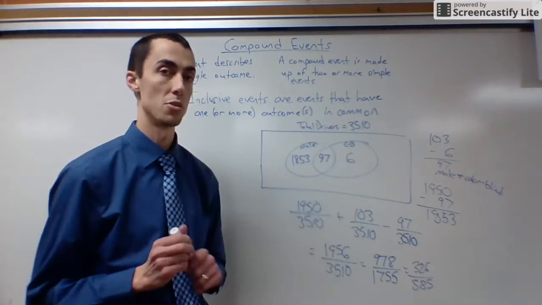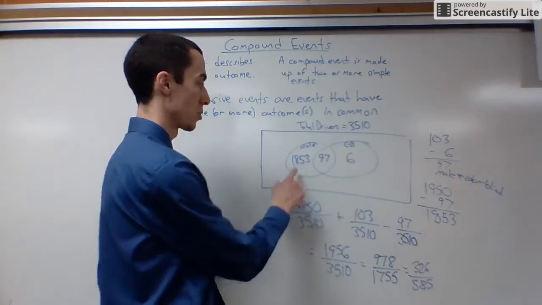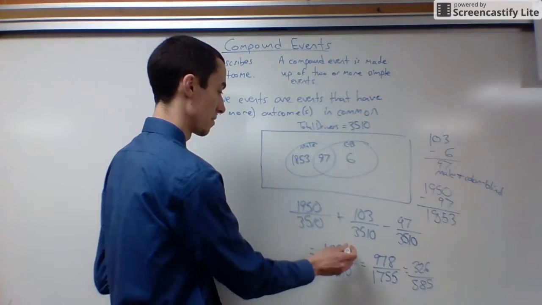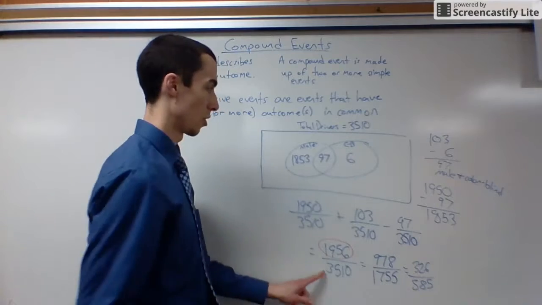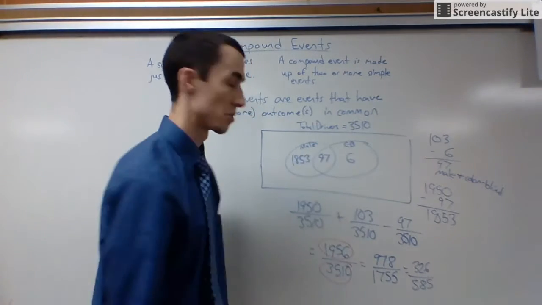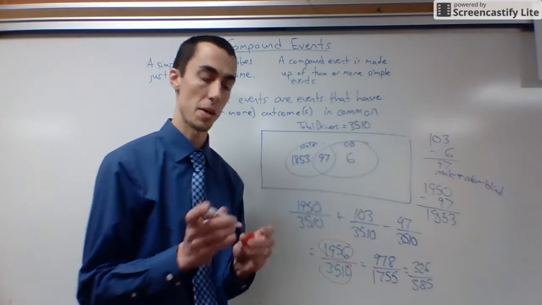If you did this using the Venn diagram, you could add these 3 numbers together, and that would get you 1956 out of your total number of drivers, which was 3,510, and then you would simplify the same.